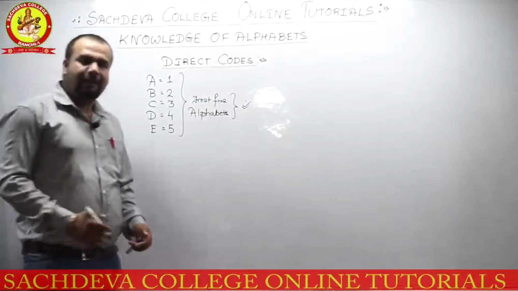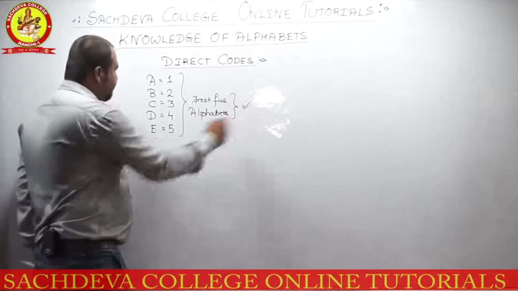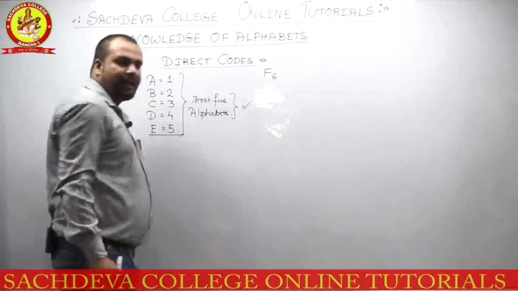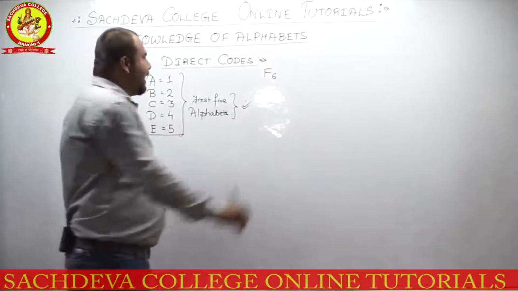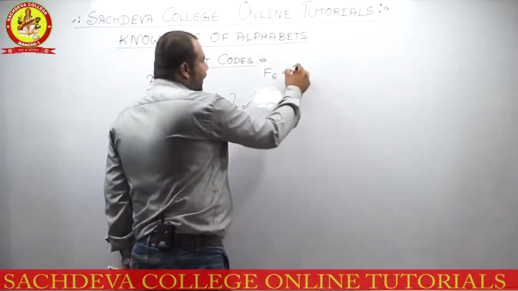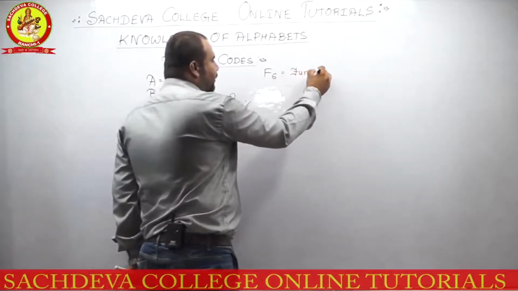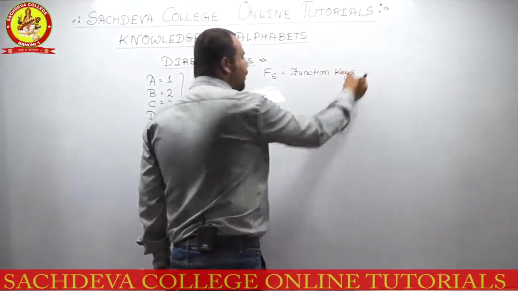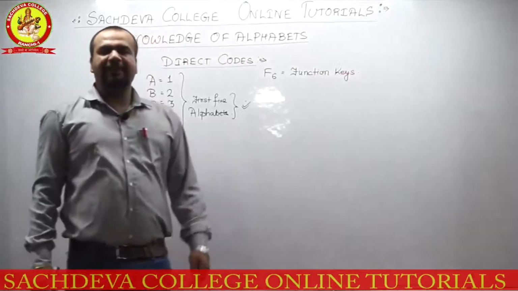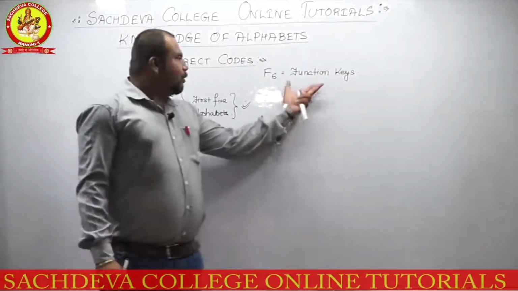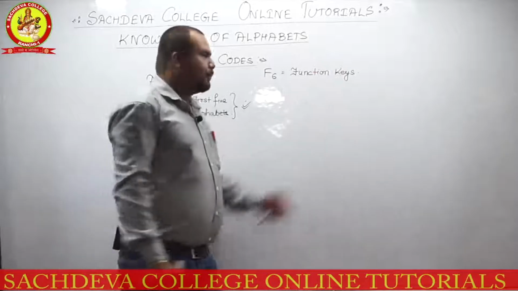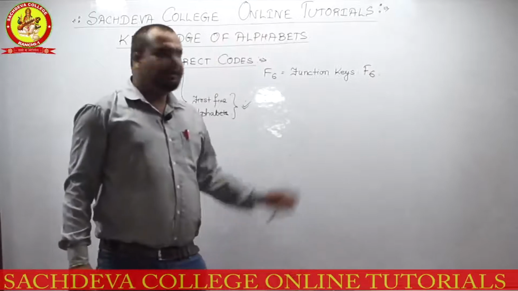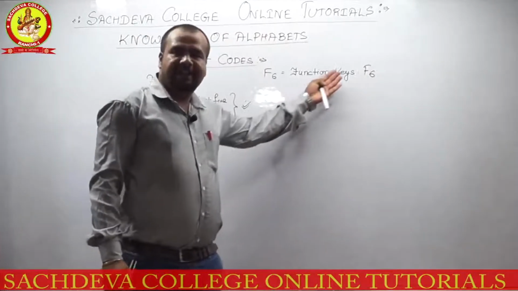Now, next, after E, we have F6. What is F6? In a computer keyboard, we have 12 function keys. Function keys. Yes or no? When we talk about the function keys, the total number of keys is 12, and out of them we have to remember a single key, that is F6. I think you can remember function key F6.